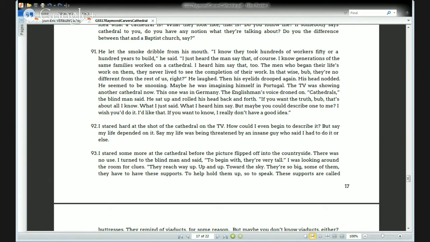He laughed. Then his eyelids drooped again. His head nodded. He seemed to be snoozing. Maybe he was imagining himself in Portugal. The TV was showing another cathedral now. This one was in Germany. The Englishman's voice droned on. Cathedral, the blind man said. He sat up and rolled his head back and forth.